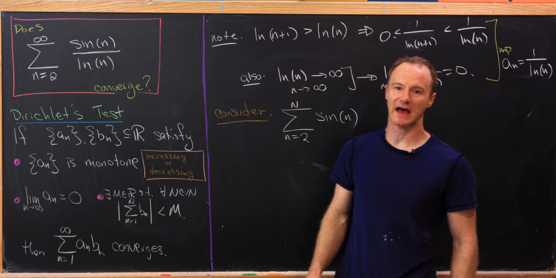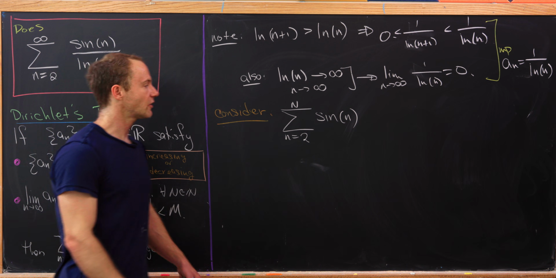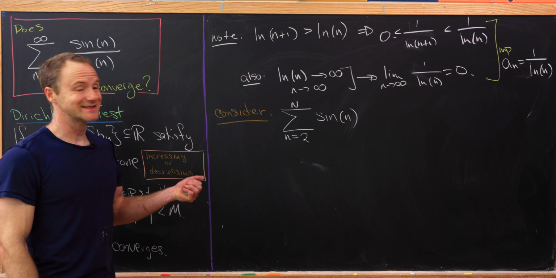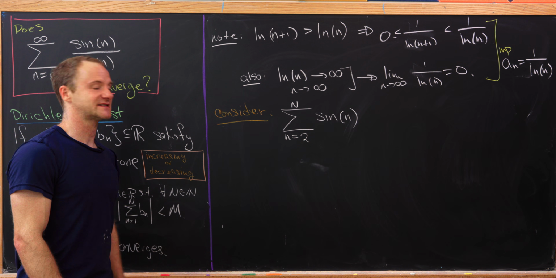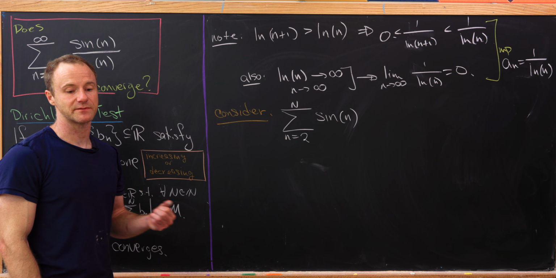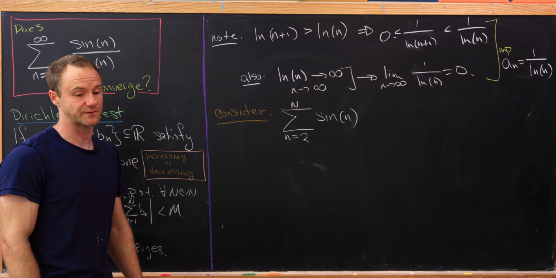So that needs to be bounded. Okay, so how can we show that's bounded? Well, it's actually not quite as hard as it might seem if we simplify this sine function using maybe some angle sum and difference formulas.